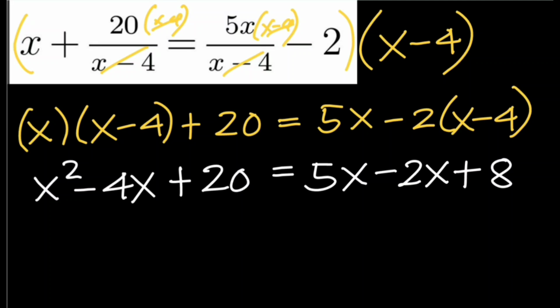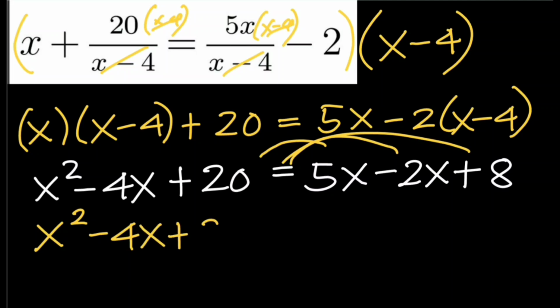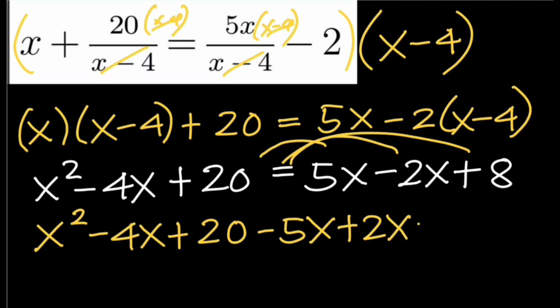Now we can put all of the terms to one side. Let's put them on the left, and then equate the whole equation to 0. So positive 5x would become negative 5x, negative 2x would become positive 2x, and positive 8 would become negative 8. So this would become x squared minus 4x plus 20 minus 5x plus 2x minus 8 equals 0.